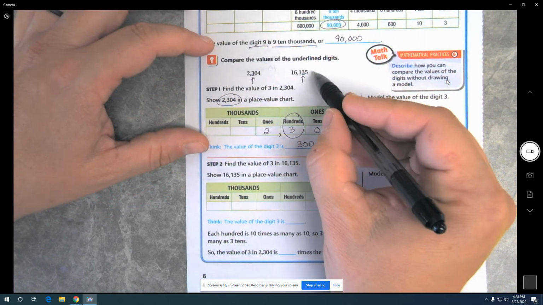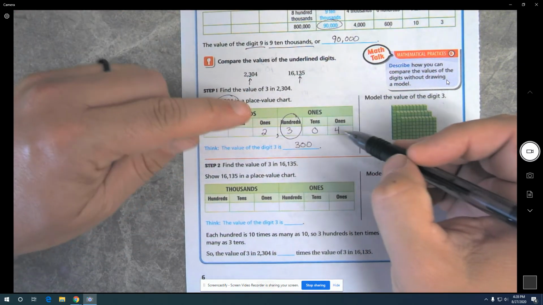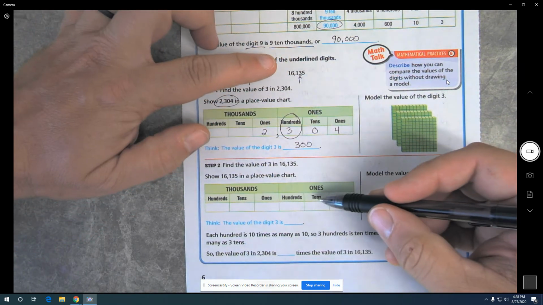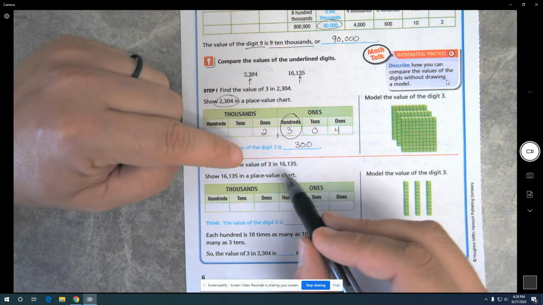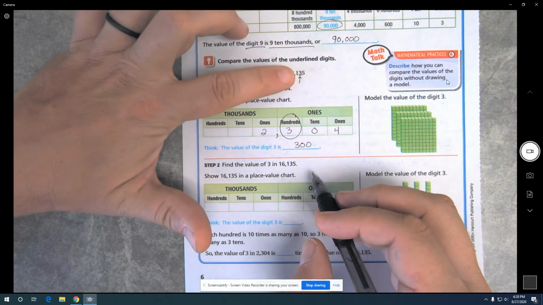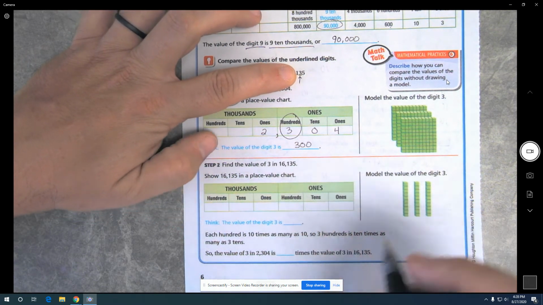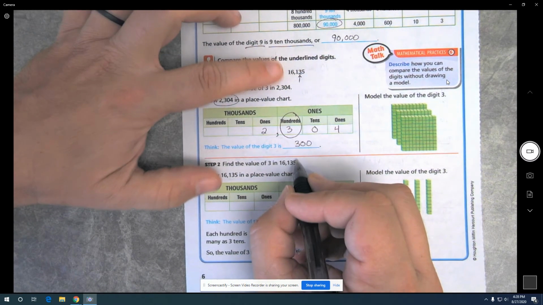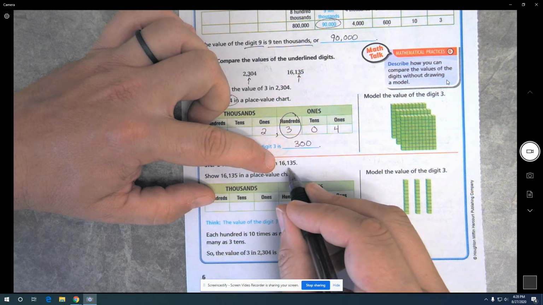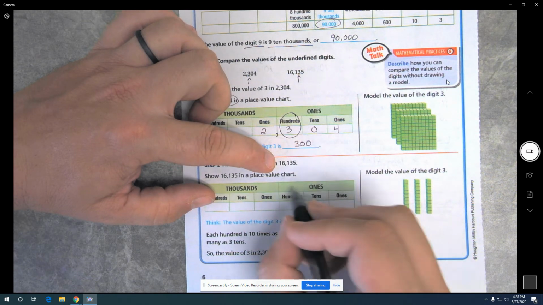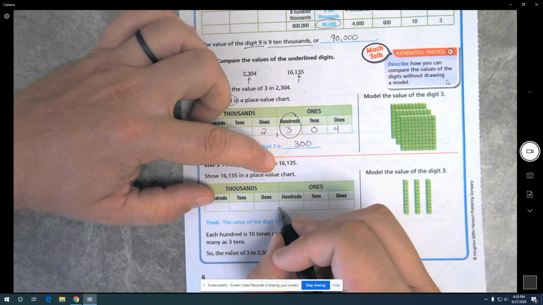The other number we had to look at up here, and again, notice I'm using two hands often. I'm pointing to things and looking at where I'm marking stuff. So that 3 was 300. This is a 3 also in this number, but that's in a different place value spot. So we're going to take this number. It's also written here for us. We're going to put it down in this chart. We're going to write 16,135. So here's the ones. I'm going to put my comma in right now.